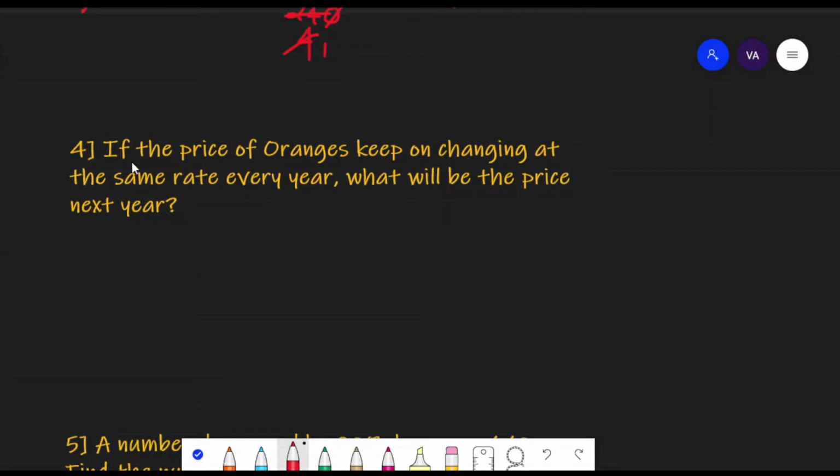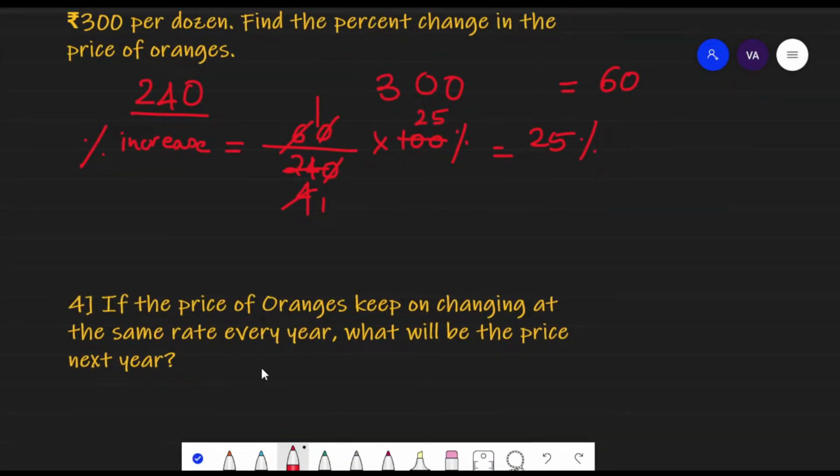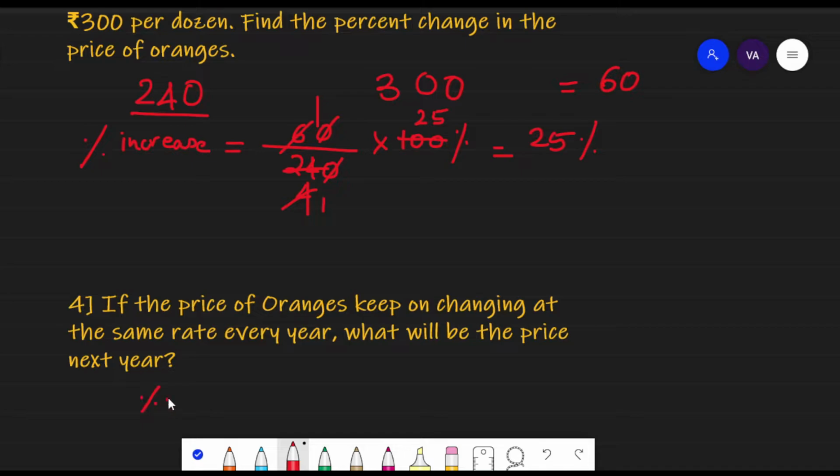Now let's see the next problem. If the price of oranges keeps on changing at the same rate every year, what will be the price next year? Okay, so here in the above problem we saw that the prices have increased by 25%. So what is percent increase? We have already got percent increase is equal to 25%.